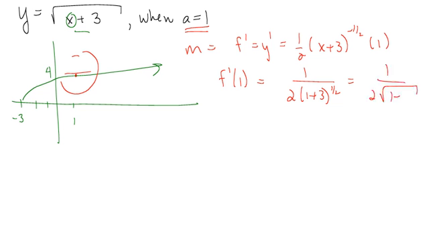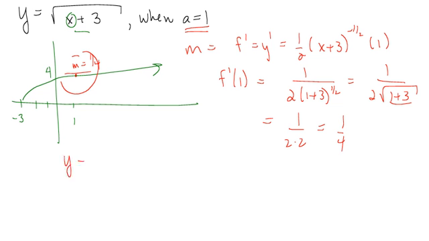And if I use my radicals, I can maybe see what that is without too much difficulty in calculating. So 1 plus 3 is 4. Square root of 4 is 2. So that would be 1 over 2 times 2, which is 1/4. So this slope is a slope of 1/4.